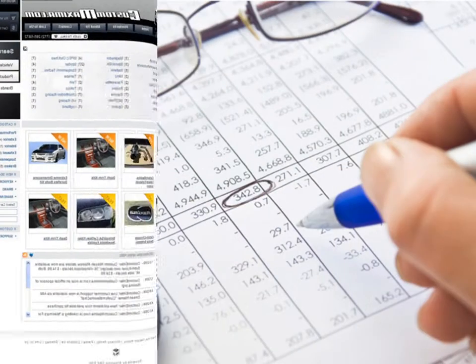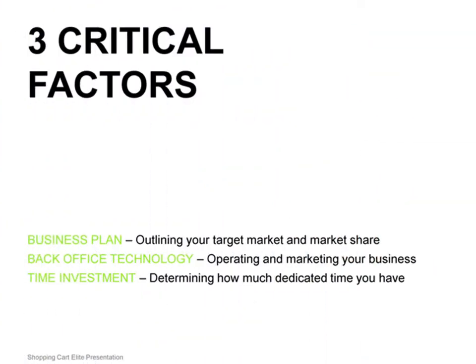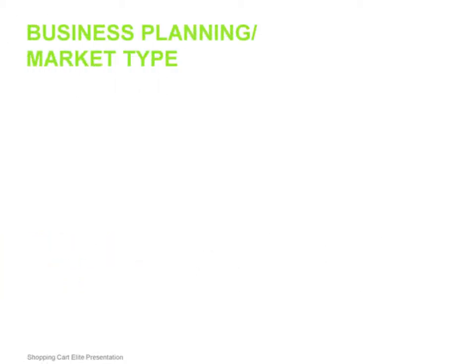The last three critical factors that you should know about are business planning, back office technology, and time. Business planning involves outlining your market and market share. If you target everyone in the world, you will convert fewer visitors into customers as compared to targeting a specific group of customers. You need to evaluate how big a certain group of customers is, how much market share or competition there is, and how likely the customers are to buy from you after you present them a finished product or service.